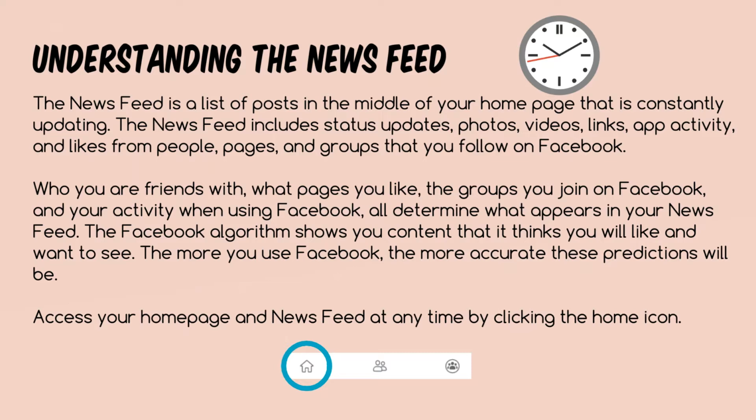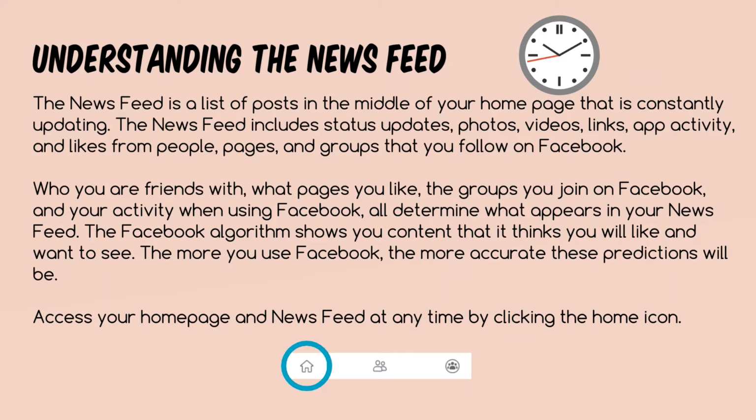The newsfeed is a list of posts in the middle of your homepage that is consistently updating. The newsfeed includes status updates, photos, videos, links, app activity, and likes from people, pages, and groups that you follow on Facebook. Who you are friends with, what pages you like, the groups you join on Facebook, and your activity when using Facebook all determine what appears in your newsfeed. The Facebook algorithm shows you content that it thinks you will like and want to see. The more you use Facebook, the more accurate these predictions will be.